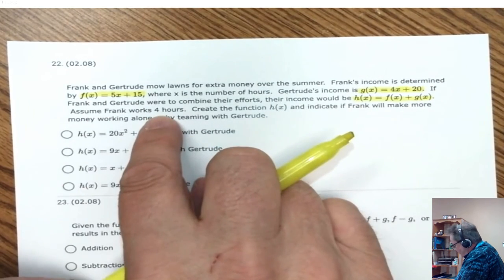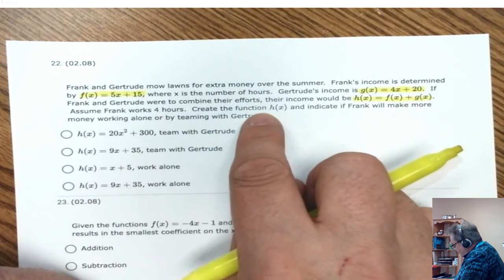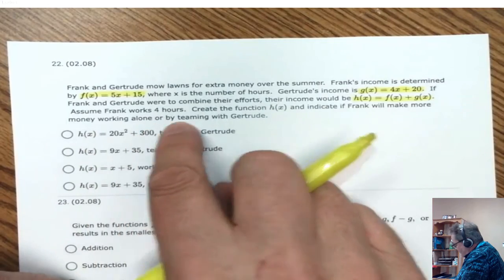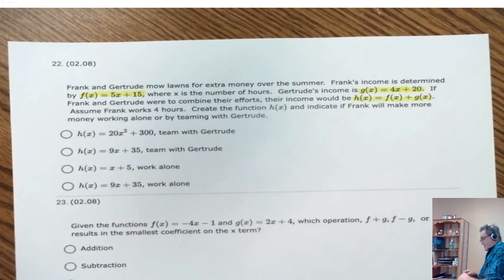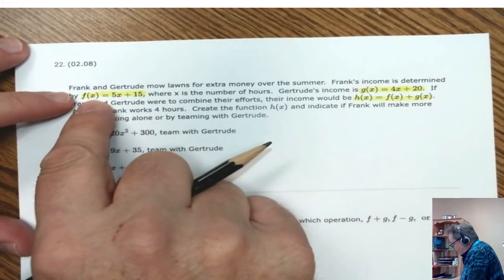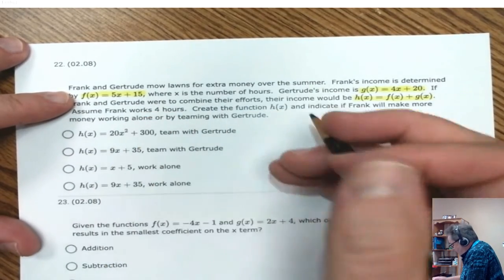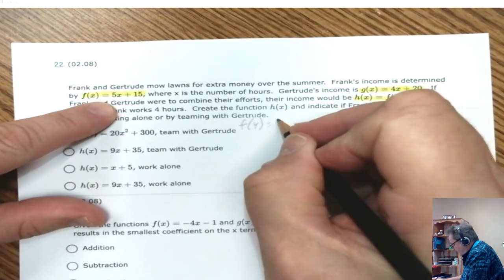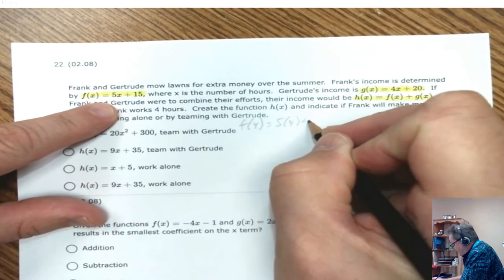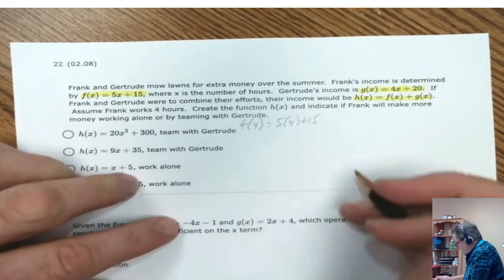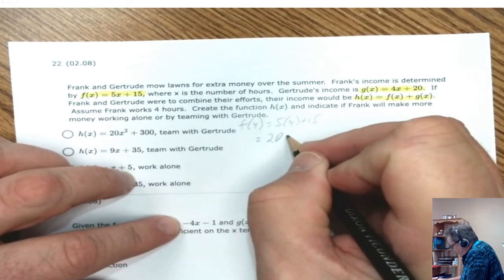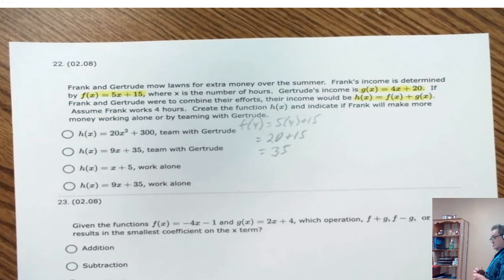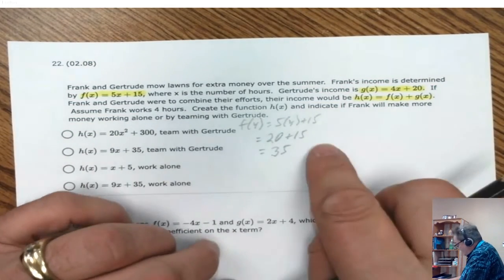So let's assume Frank works 4 hours. Create function h(x), which tells us to add those together, and indicate if Frank will make more money working alone or by teaming with Gertrude. First, let's figure out how much Frank makes working alone. If he works 4 hours, f of 4 would be 5 times 4 plus 15. So 5 times 4 is 20 plus 15. Frank makes $35.